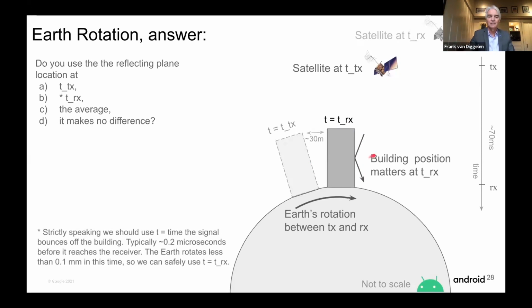And if you noticed that there's actually another subtlety on the subtlety, which is that strictly speaking, it's really where is the building at the time the signal hits the building, not the time of reception, which is where the signal gets to you. However, that slight difference is typically around 2 microseconds in typical city geometry, and the Earth rotates less than 1/10 of a millimeter in that amount of time. So we can safely use time of reception for our calculations without making any difference to the noticed results.